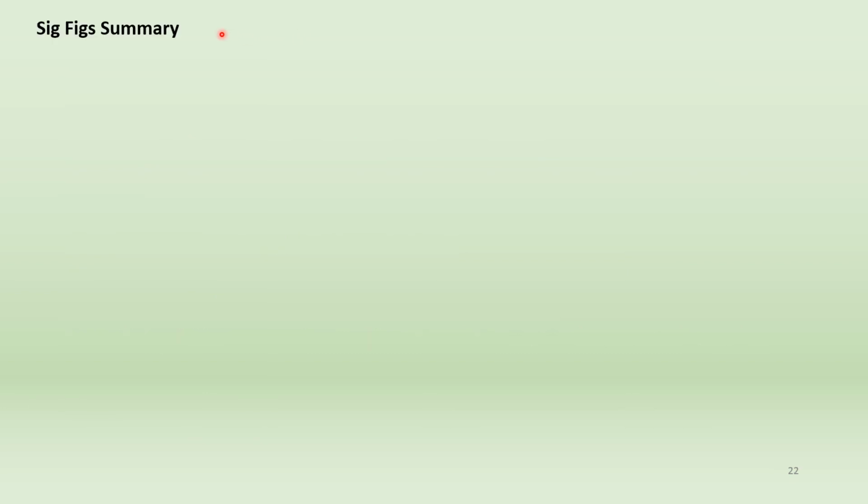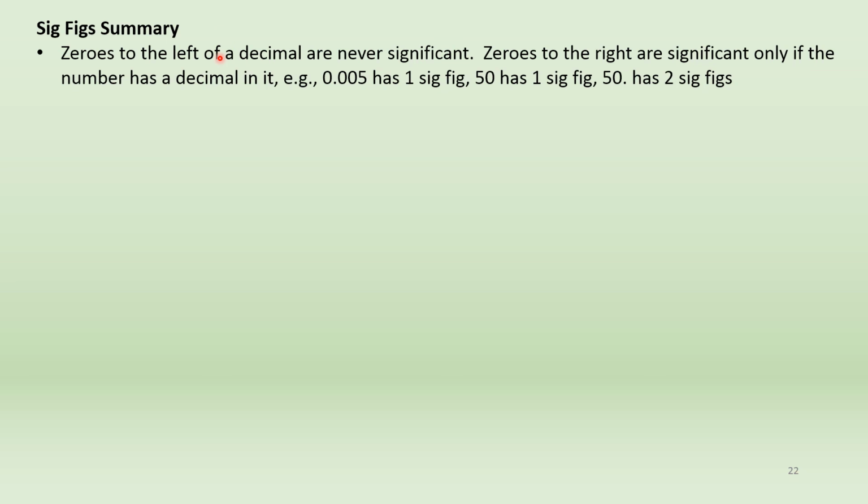So let's summarize what we've learned in this video. Zeros to the left of a decimal are never significant, as in 0.005, which only has 1 sig fig. Zeros to the right of the last non-zero digit are only significant if the number has a decimal in it. So this 0 is not significant. It's to the right of the last non-zero digit, so only 1 sig fig.